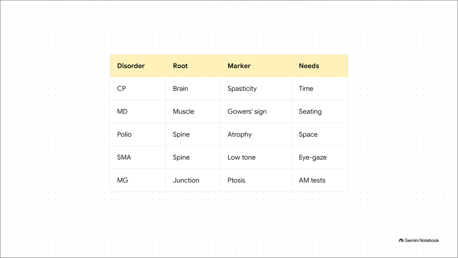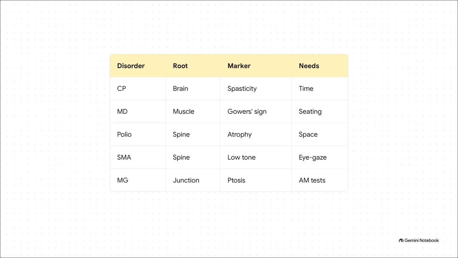Think about it. Cerebral palsy originates in the brain, presents as spasticity, and requires extended response times. Muscular dystrophy hits the muscle fibers directly, presents with Gower's sign, and desperately needs ergonomic seating. Polio and PPS impact the spinal cord, present as asymmetrical limb atrophy, and demand spatial accessibility for mobility aids.